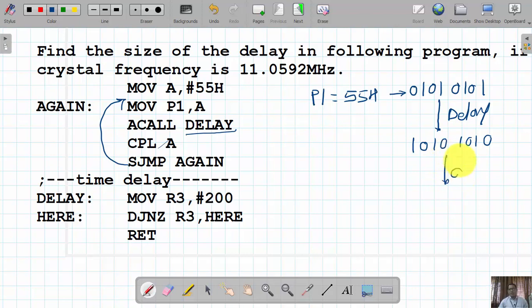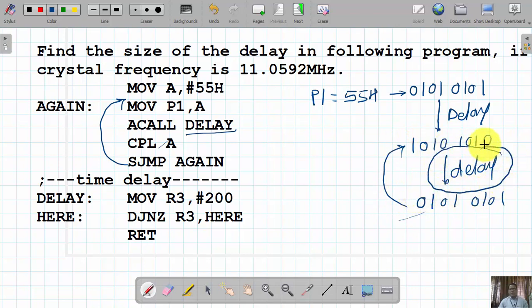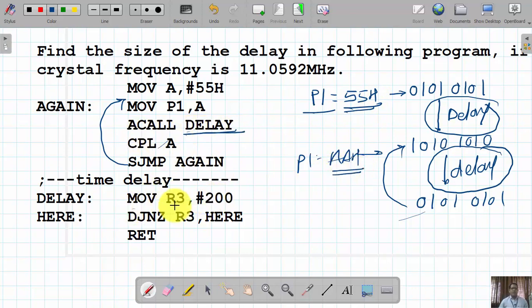So here it is again a delay, and this is the repetitive process. So again complemented, 0101 0101, right? And it remains in the loop. So it is very much important to understand this delay. For how much amount of time is the status of port P1 55, and after complement this value is AAH? For how much amount of time is P1 going to hold the value 55H and AAH? For that, whatever delay routine is written, that delay routine is present.